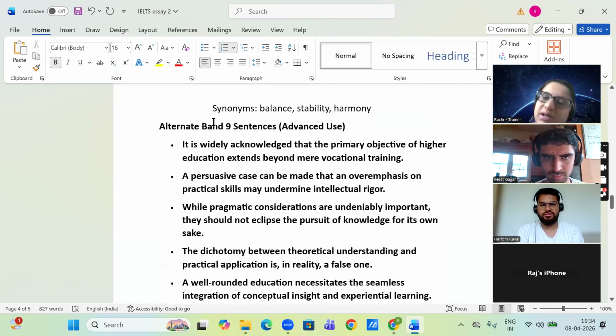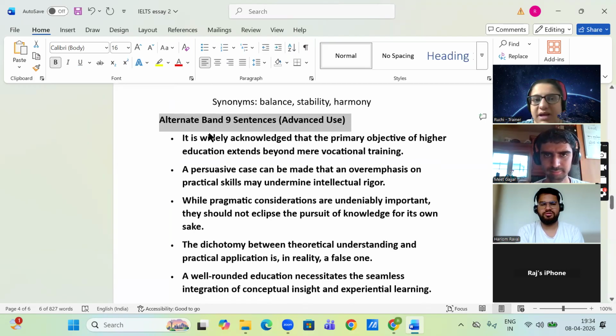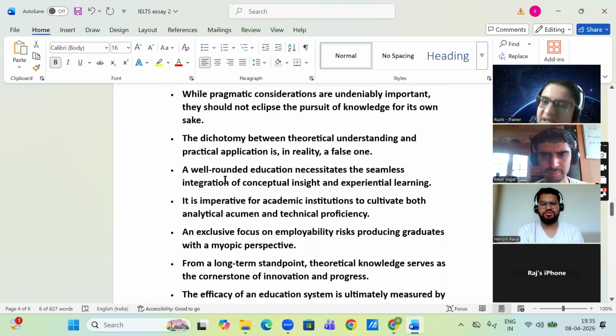Again, for every essay I get done, at the end I will give you 10 alternate advanced-usage 9-band sentences. The reason I don't do this along with the session is that after discussing so much and reading so much, by the time we come here you are already mentally a little saturated, and then discussing this part becomes very difficult, because how much information can you retain at one go? But these sentences are very, very important.